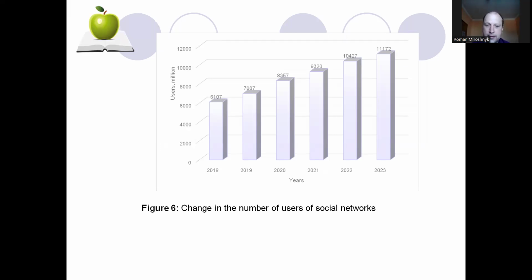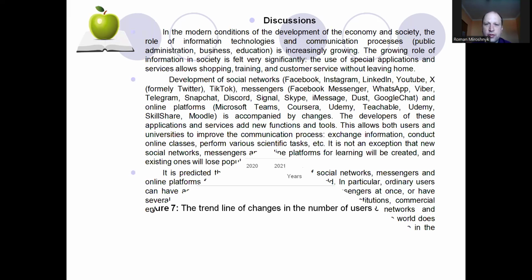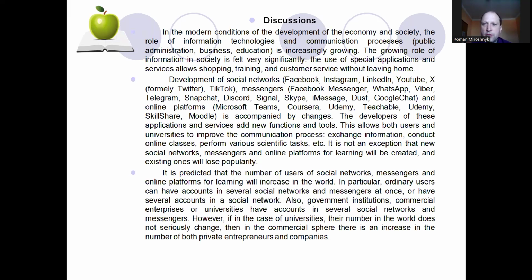In figure 6, you can see the change in the number of users of social networks, and in figure 7, you can see the trend line of change in the number of users of social networks. The forecast value of the number of social network users in 2024 will be 20,300 million users, and in 2025 is 30,000 million users.